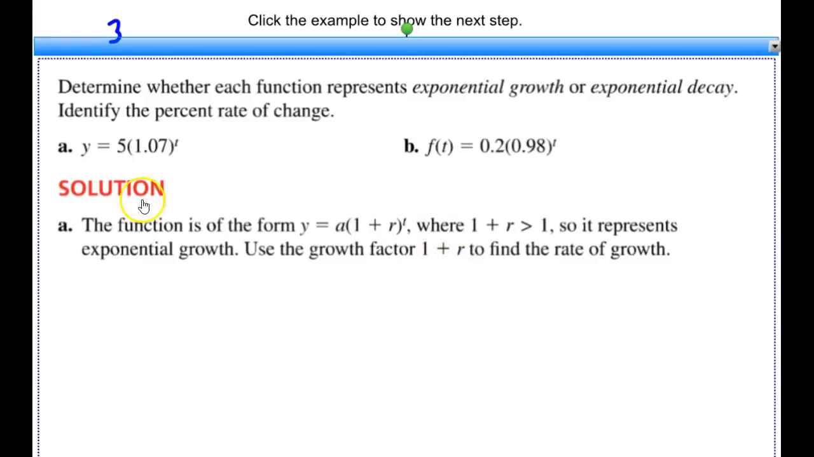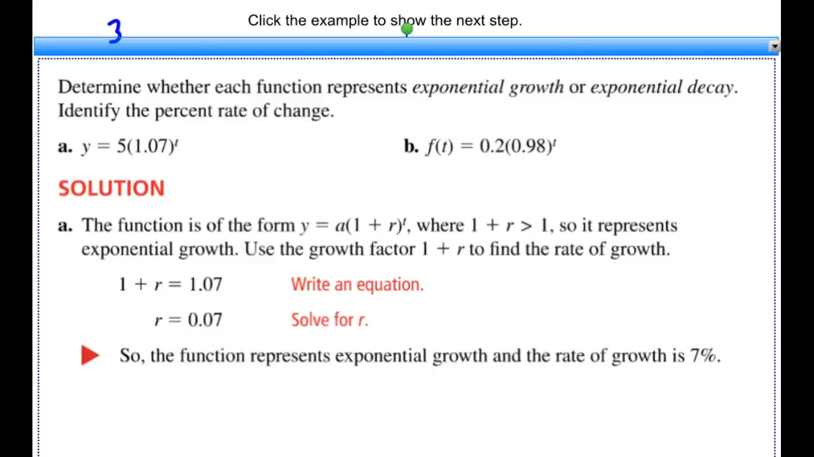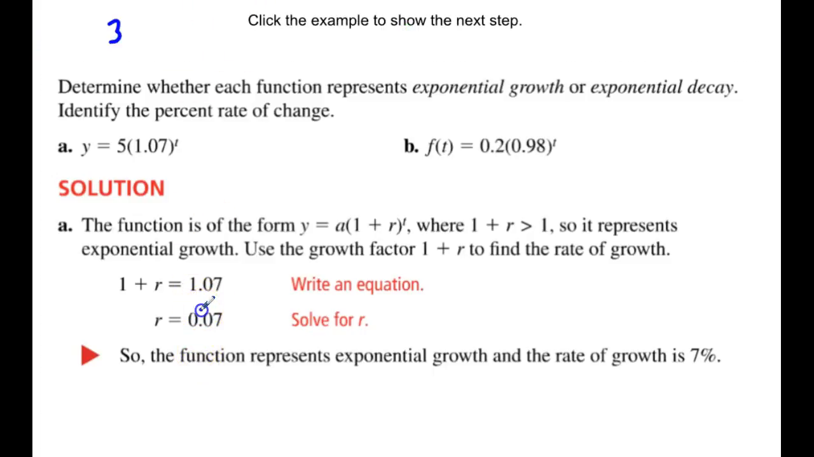So I use my growth factor to find the rate of growth, because I'm also asked to identify the percent rate of change, right? And I see that this in my parentheses is greater than 1, so I know it's going to be growth, right? Because it's going to be 1 plus something. So I can write out my equation, whatever's in my parentheses. 1 plus r equals 1.07. So I know that r equals 0.07, and here it's in decimal form, so I want to get it into percent form. So again, I take my decimal and I move it 2 places to the right, and I draw my percent sign. So that becomes 7%.